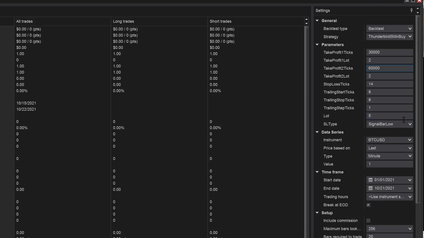If this was set to ticks, then we would use whatever is here. And I would have to probably put that down to like over 300,000 or something towards that. So I want to use that as a signal bar low. That's the key to making this work.